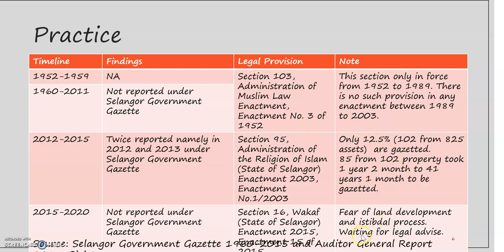They have several reasons. If you look at the note: fear of land development and istibdal process, waiting for legal advice. So I believe that this has not been settled at the State Legal Advisor's Office. We are not going to comment much on this.